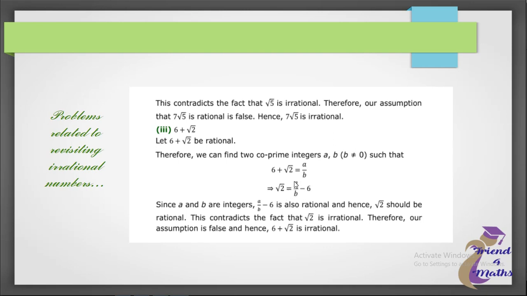And a, b, 6 are positive integers, and we know that a by b minus 6 will definitely be a rational number. If this is a rational number, then this root 2 will also be a rational number, but we have proved that root 2 is not a rational number, it is an irrational number. So this is wrong. So we can conclude that this 6 plus root 2 is not a rational number, it is an irrational number.